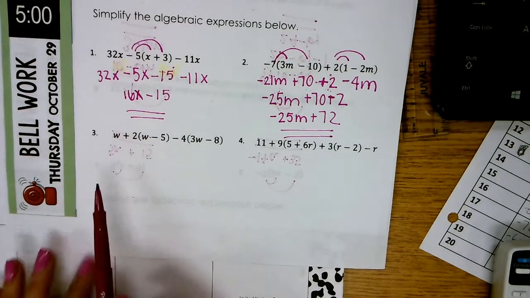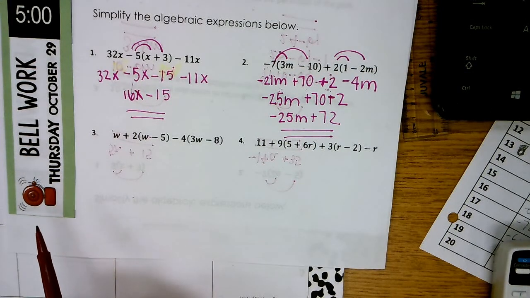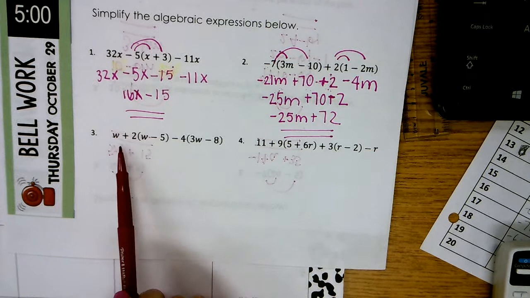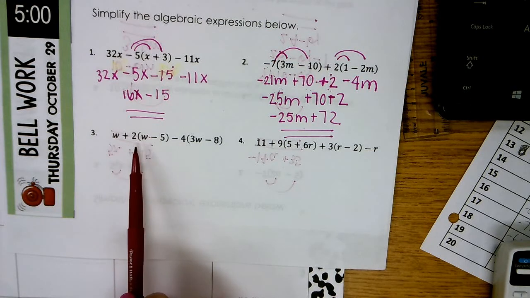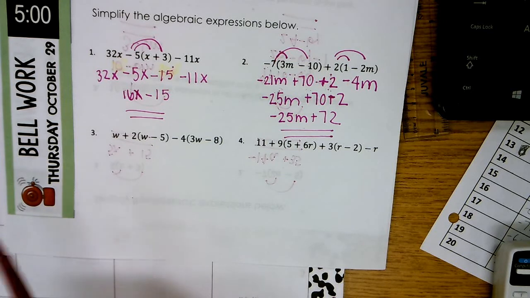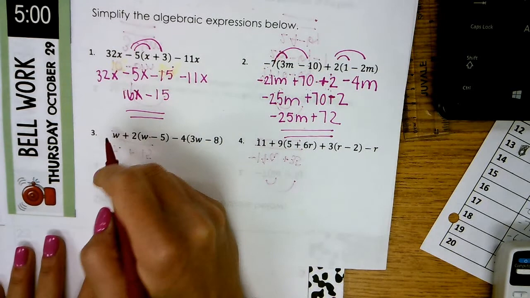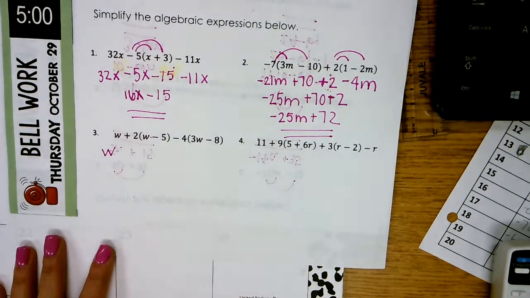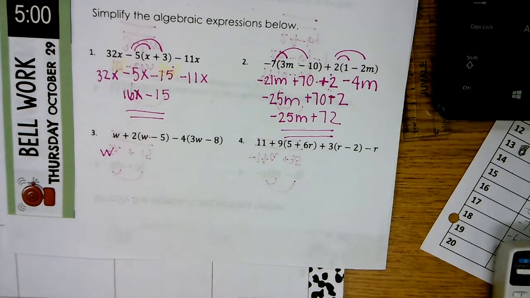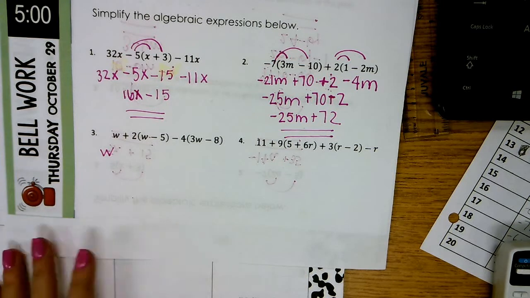Number 3, again, we want to distribute and then combine like terms. So we have w plus 2 times the quantity w minus 5 minus 4 times the quantity 3w minus 8. So this first w, we're just going to bring it down. We don't distribute it to anything. It's not outside a set of parentheses. We just bring it down.